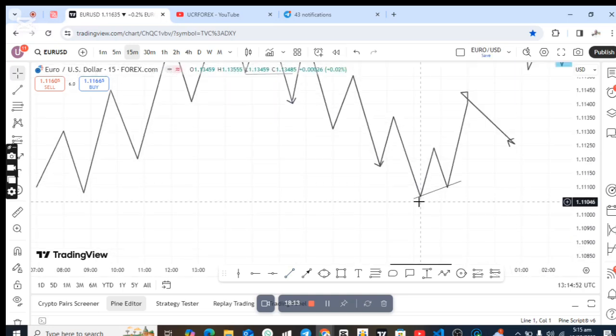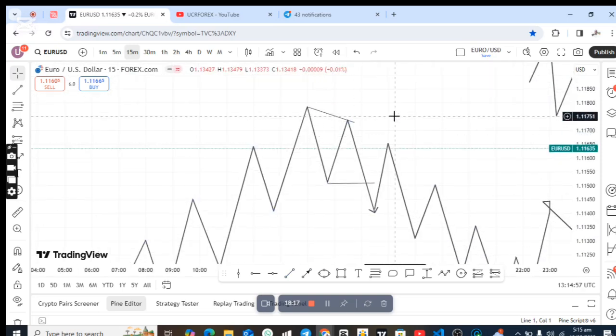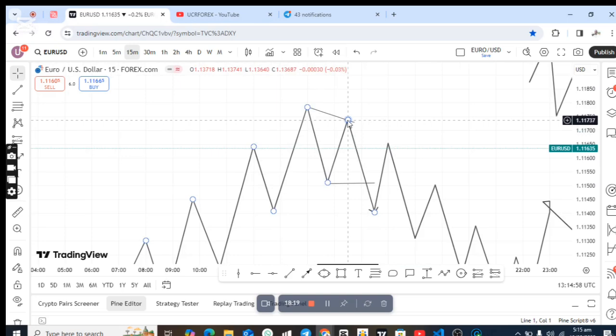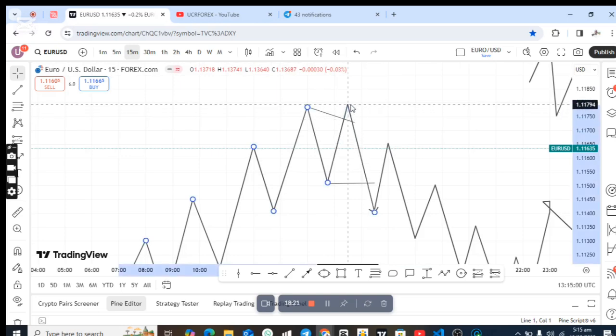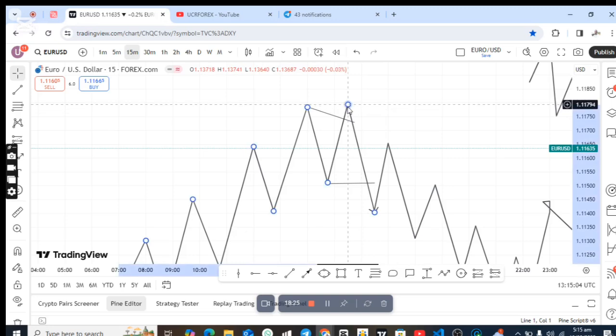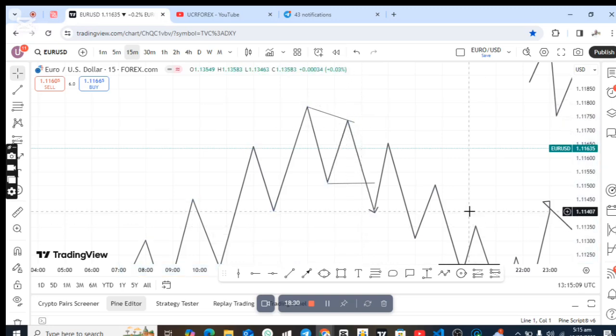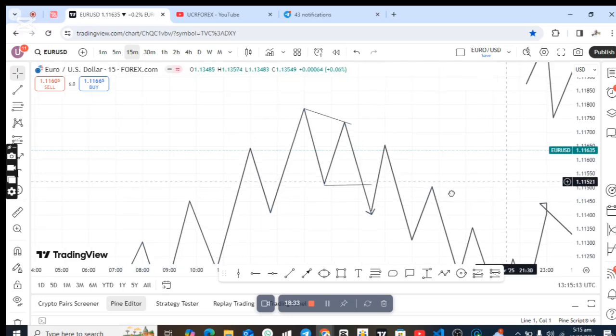It has to look like this, the same way like this. If it doesn't look like this, that means you did not get it correct. If it is looking like equal high, please, I advise you not to make use of it. It must be a failed swing high like this. That high or that low should not be able to take out the previous high, or the previous low, depending on the trend of the market.